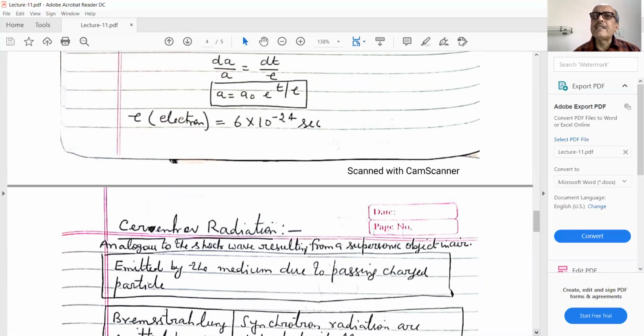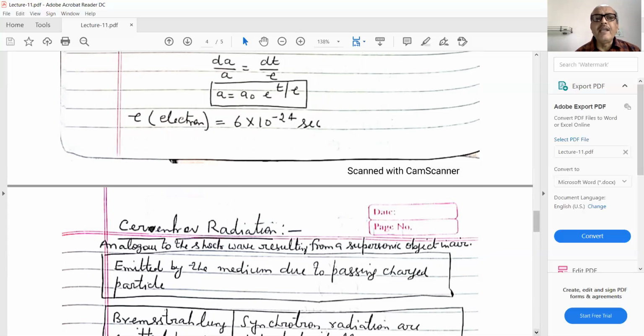N is the refractive index of a medium, and refractive index is related with the dielectric constant also. So if a particle moves through a medium with a velocity larger than the velocity of light in that medium, it emits an unusual type of radiation, which is called Cherenkov radiation. Remember, these are the radiations emitted by the medium due to the passing charged particle. They are not emitted by the particle.